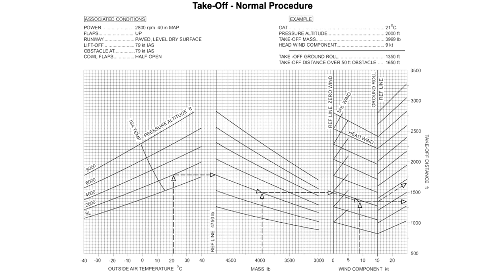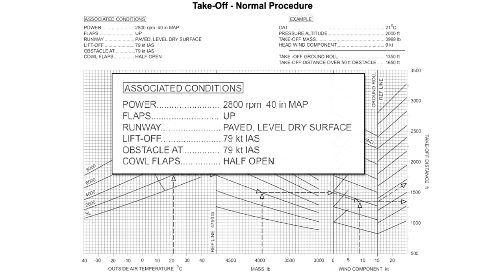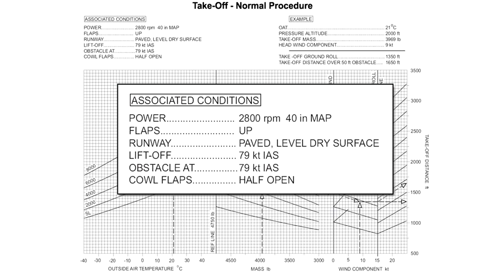Firstly, the title of the graph indicates that the graph is for calculating takeoff with normal procedures. For other procedures, like maximum effort takeoffs, you may have to consult another graph. Next, take a look at the associated conditions, paying particular notice to the power and flap settings, as shown here. Also notice that this graph assumes a runway that is paved, level, and dry.